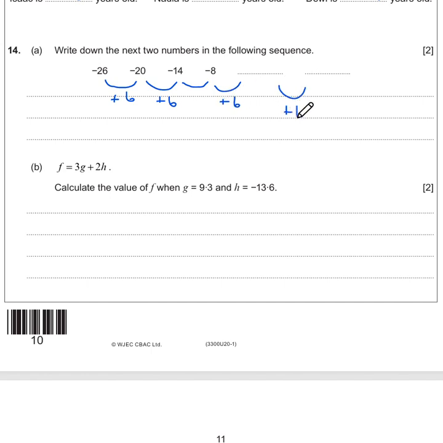So in this case, -8 add 6 is going to give us -2. And then if we add another 6 on, that's going to give us +4.